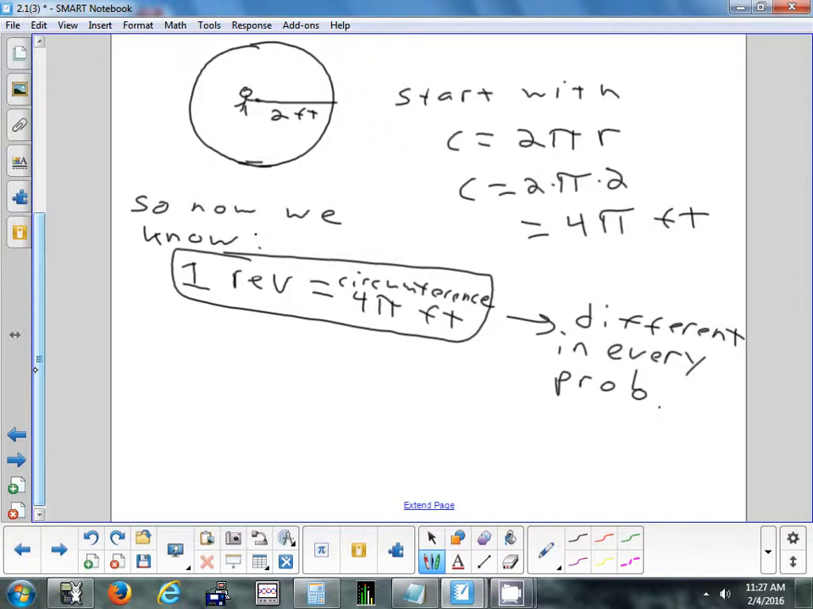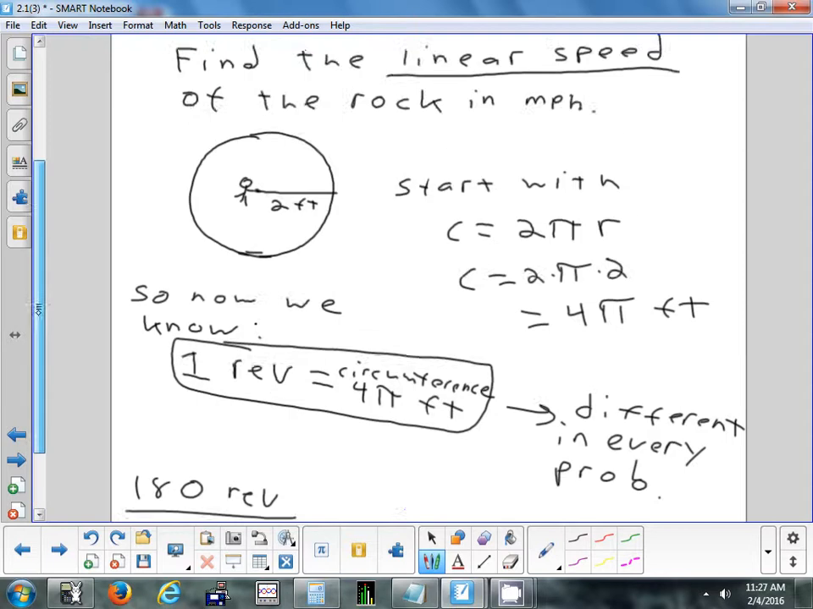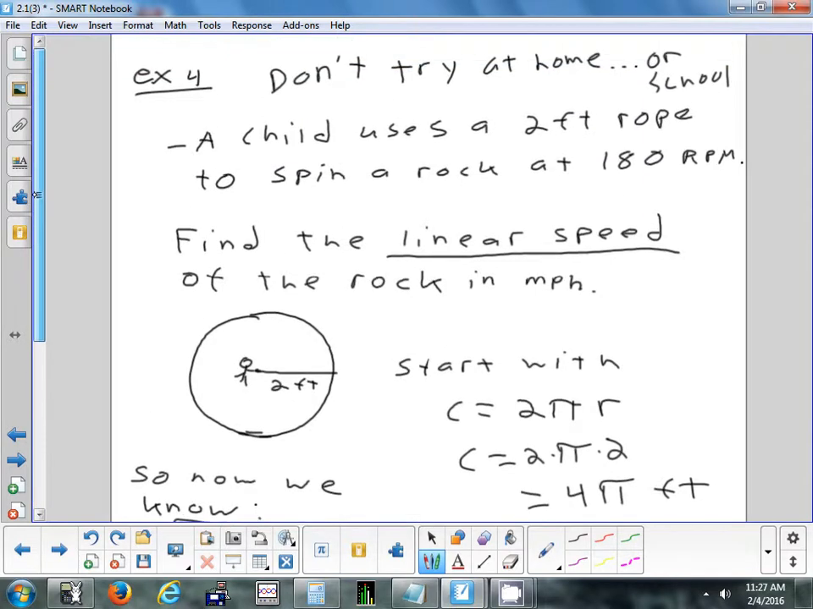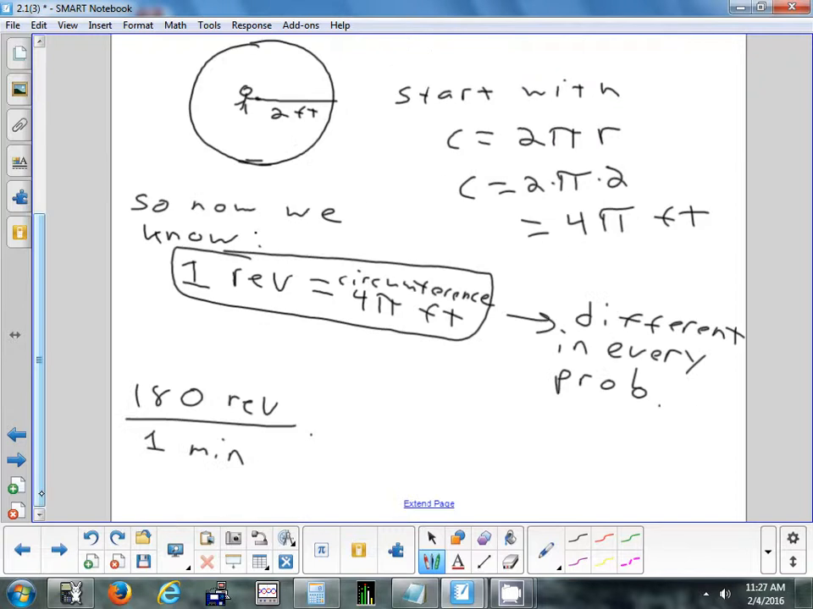All right, so let's start with what they gave us. What did they say the child was swinging the rope at? How fast? 180 revolutions per minute. And our goal is to get MPH. What does that stand for? Miles per hour. All right, so let's get minutes to hours first. Let's take care of that.